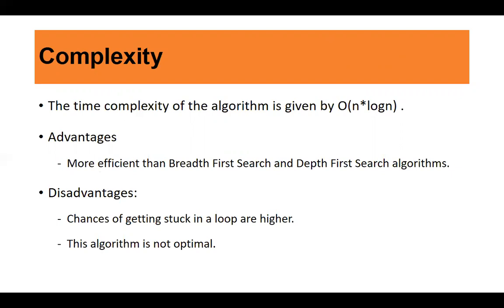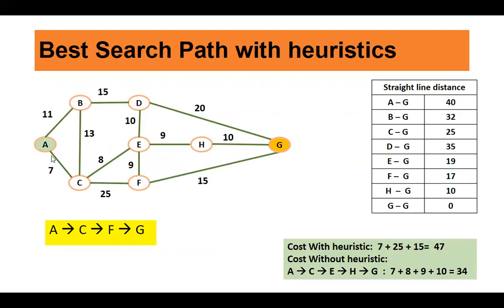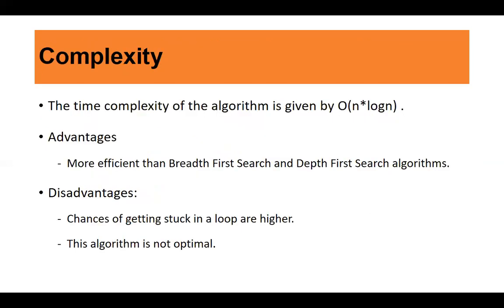Because in the case of breadth first search and depth first search, we start from A, we have C and B, and we explore both C and B. We go from C, we have F and E, we explore both. So we keep on exploring all the nodes. But in best first search, we don't explore all the nodes. We explore only the node which has the minimum heuristic value, and only that node is explored. So it reduces the space complexity as well as the time complexity.